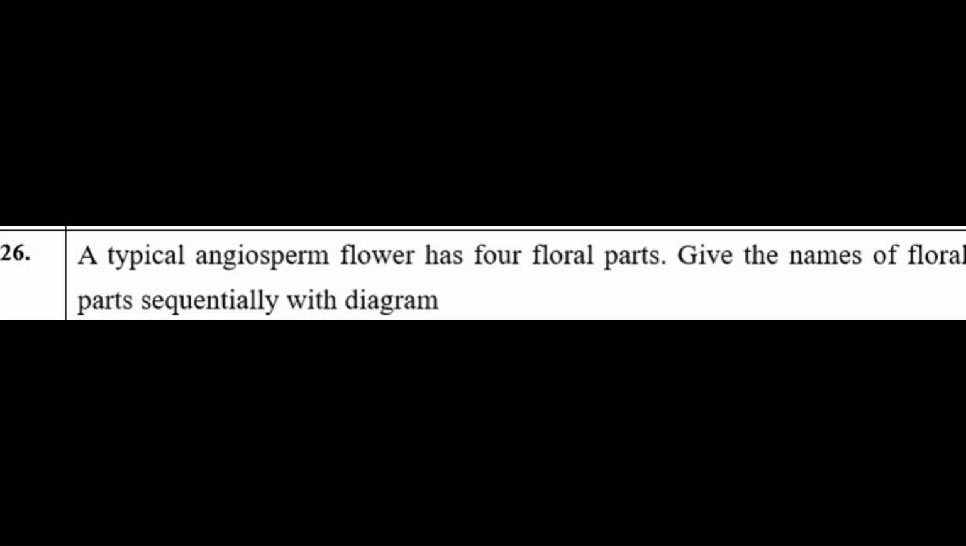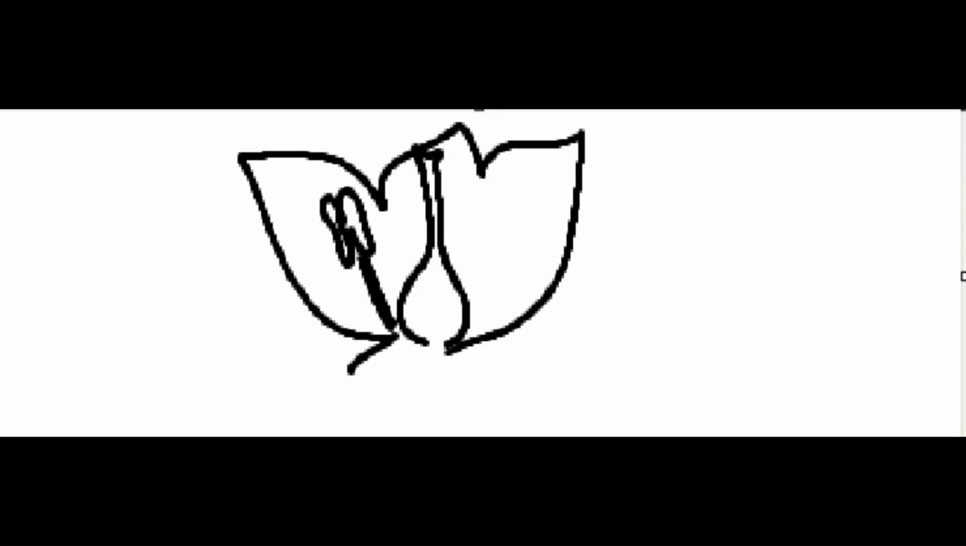Question number 26, another 3-mark question. A typical angiosperm flower has 4 floral parts. Give the names of floral parts sequentially with diagram. This floral part is called carpel, or we can call it pistil. These are the stamens. This is the petal. Then there are sepals.